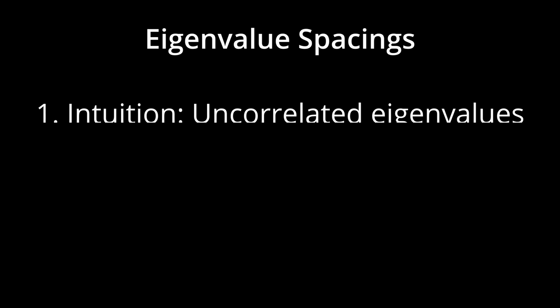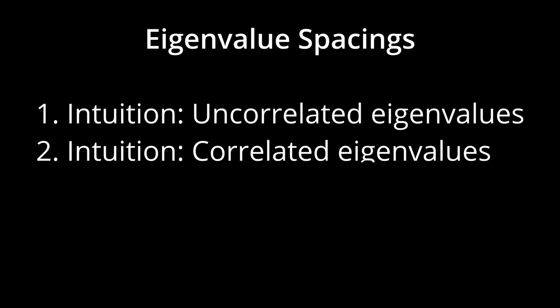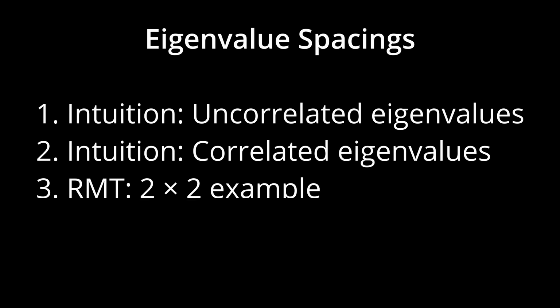Will they also be uncorrelated? First thing, we're going to look at what the distribution of eigenvalues would look like if they were all sampled independently. Next, we're going to give an intuitive argument on how this should be different for eigenvalues that are correlated. After that, we'll get to the main meat, namely we'll look at the distribution for the random matrix theory we've just introduced above, the Gaussian. We'll do this for the simplest or smallest possible matrix, a 2x2 matrix.